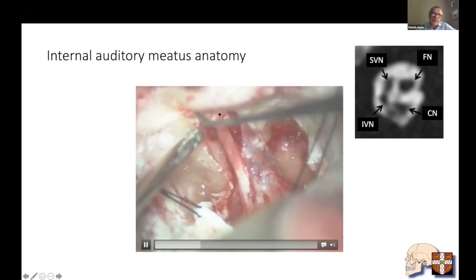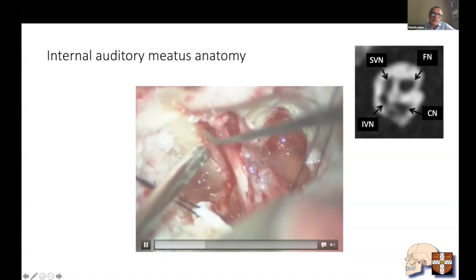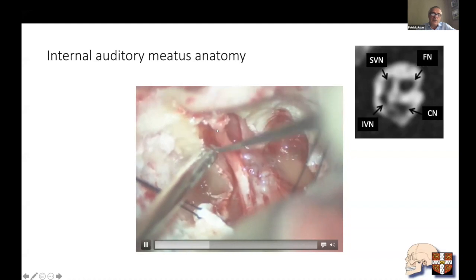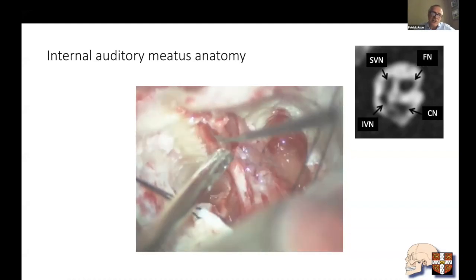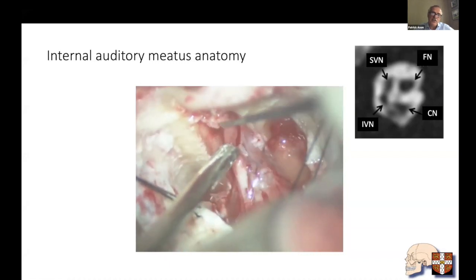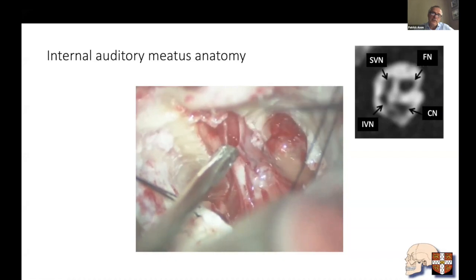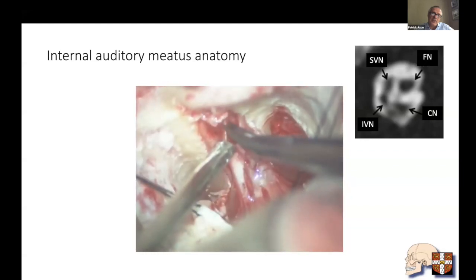And this is the transverse crest, which separates the superior vestibular nerve, which is actually just moved down a bit now, and the inferior vestibular nerve. And David always liked to leave a beautiful dissection at the end of the procedure. And so he's now avulsing the superior vestibular nerve. He's going to divide the last few fibers with a Jake's scissors.